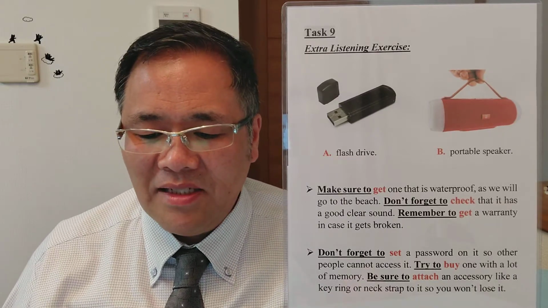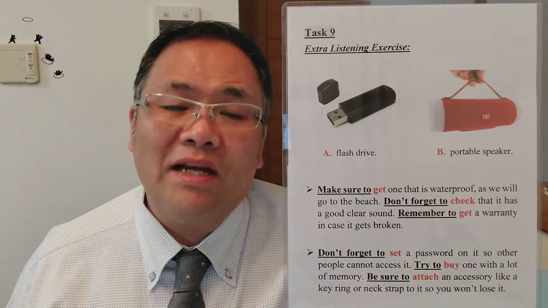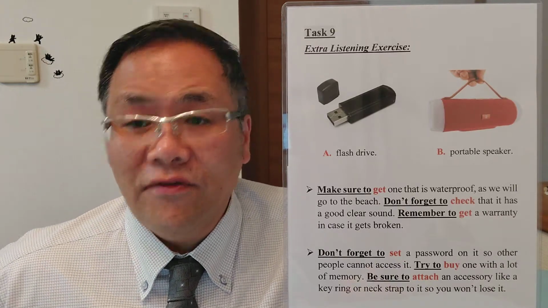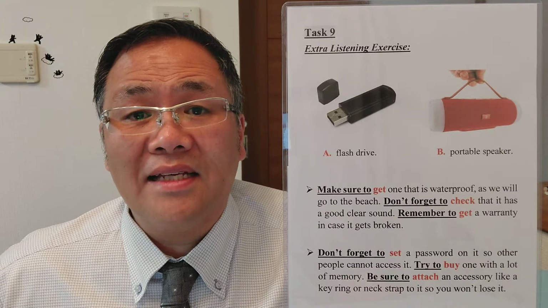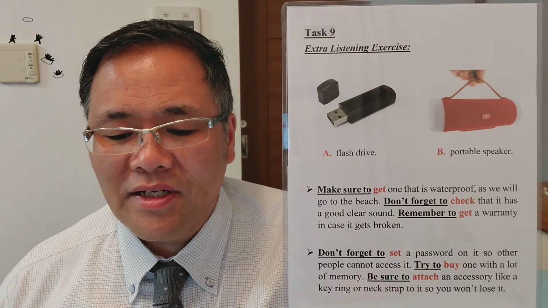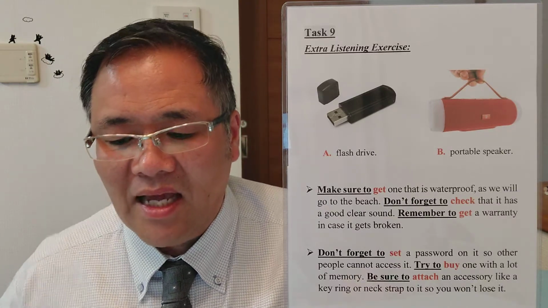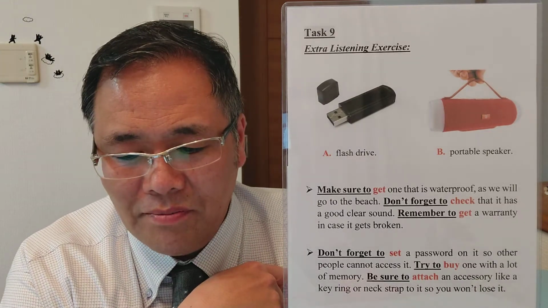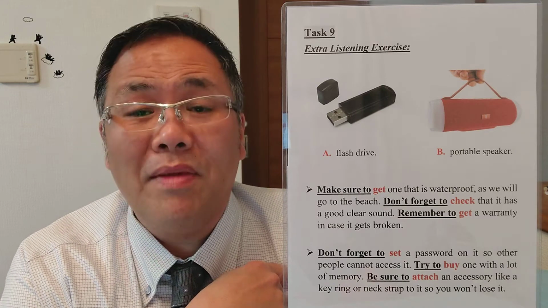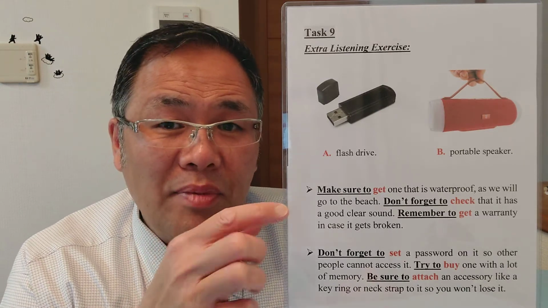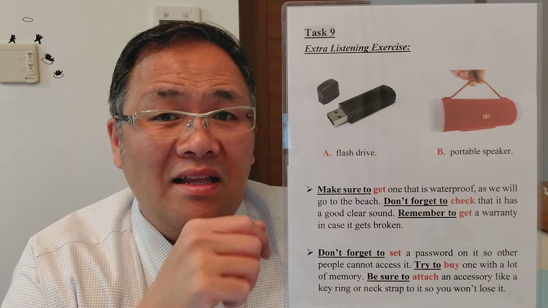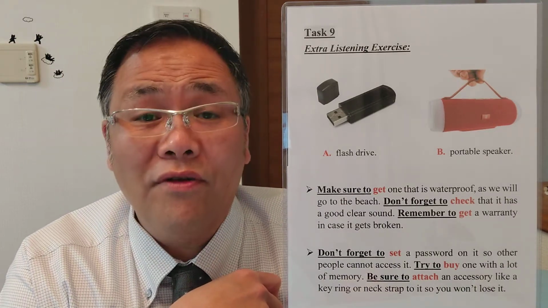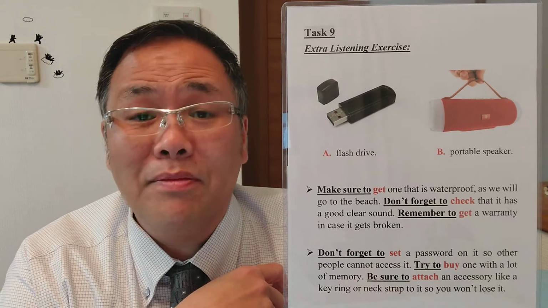So basically the first one, make sure to get one that is waterproof, as we'll go to the beach. Don't forget to check that it has a good clear sound. Remember to get a warranty in case it gets broken. As you can see, there are 3 imperatives there: make sure to, don't forget to, remember to. And when you use imperatives, as you can see in red, the verbs are in the base form: make sure to get, don't forget to check, remember to get.